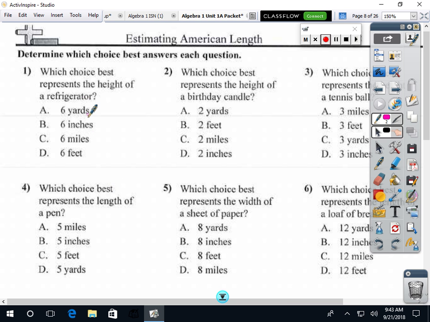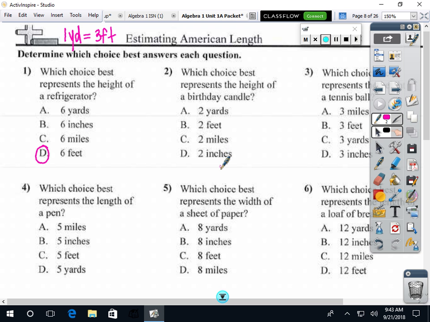Is it 6 yards? Okay, let's talk about a yard. 1 yard equals what? 3 feet. So that means 6 yards would be how many feet? 18. Is your refrigerator at home 18 feet tall? No. Is your refrigerator 6 inches tall? Is it 6 miles? Is it 6 feet? Yes. So that would be the best approximation of a refrigerator's height.